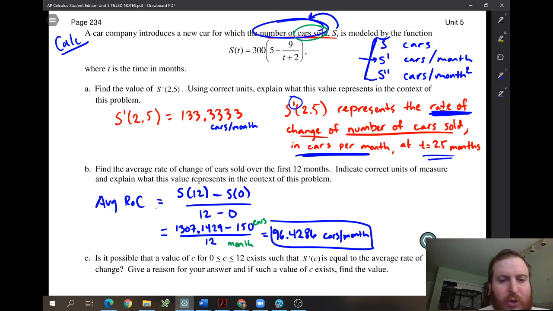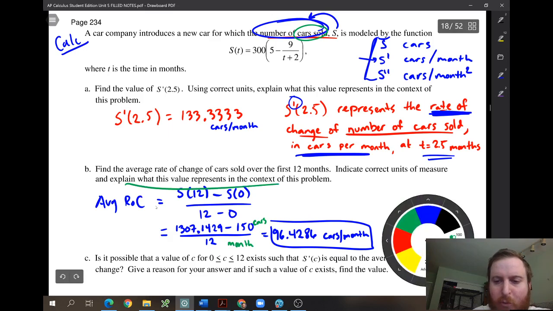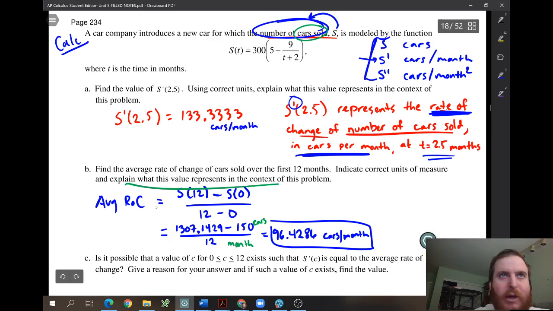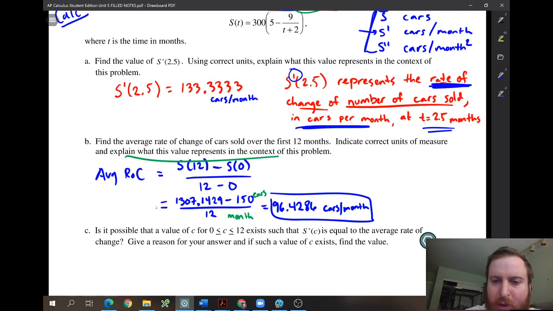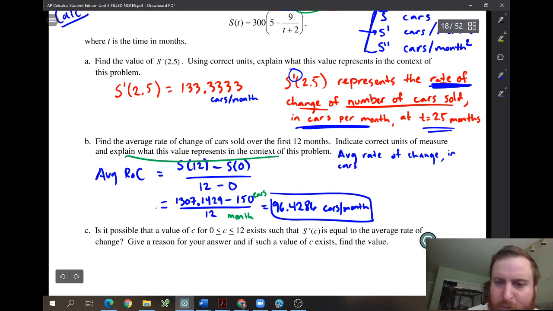Now, it then said to explain what this value represents in the context of this problem. So what we would say is that this is the average rate of change. So we can say that the average rate of change in cars per month, right, our units, is 96.4286. And you could even add in cars per month again if you really want to, for the first 12 months.